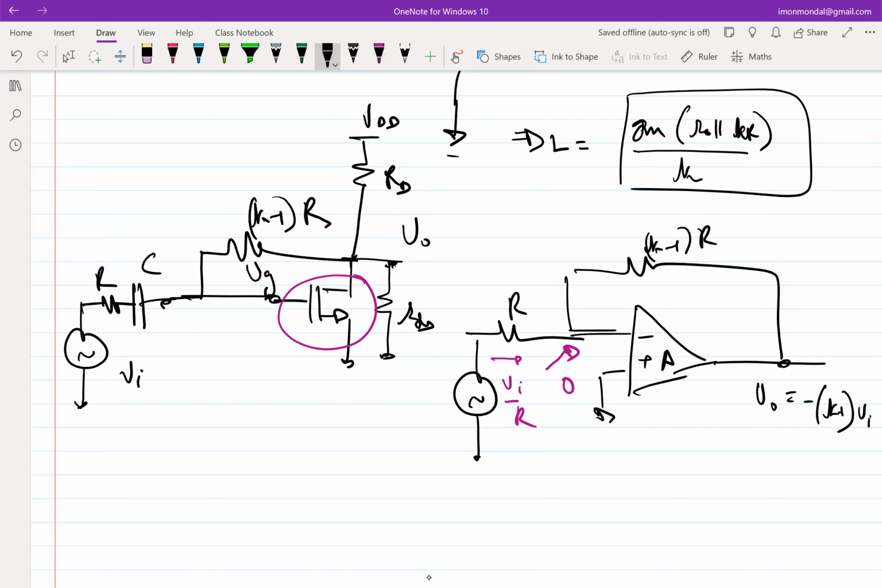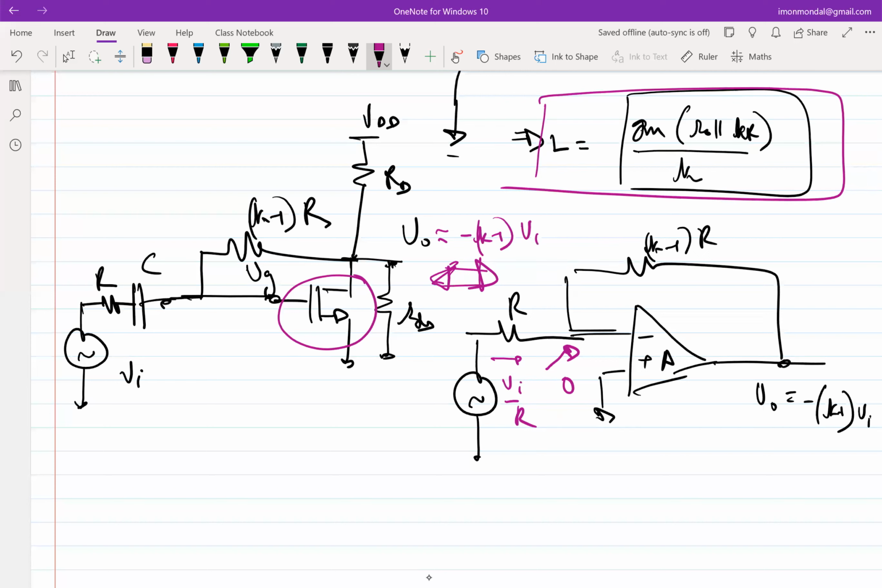Right? So these two are almost analogous to each other, in the sense that you don't have an ideal op amp, but you have a transistor. So if everything works properly and the loop gain is very high, then V0 will be minus (K minus 1) times Vi, and incrementally, Vg will be 0, right? So in other words, visually, this is what's going to happen.